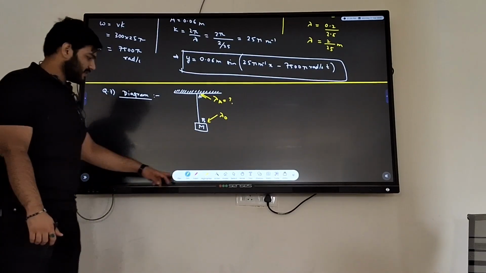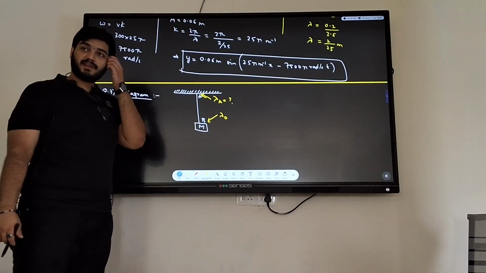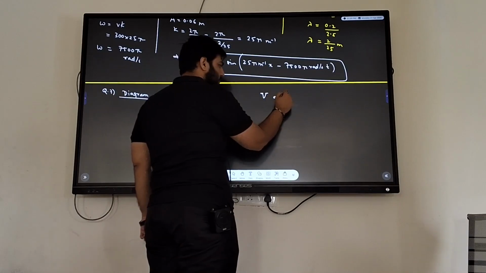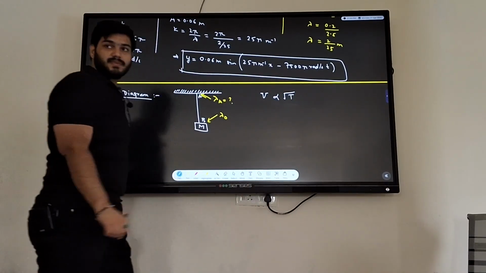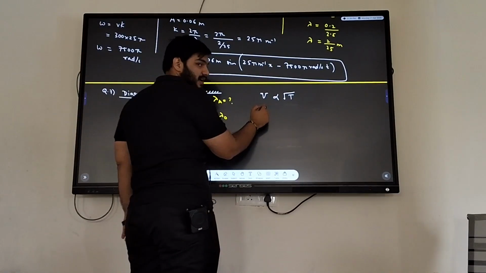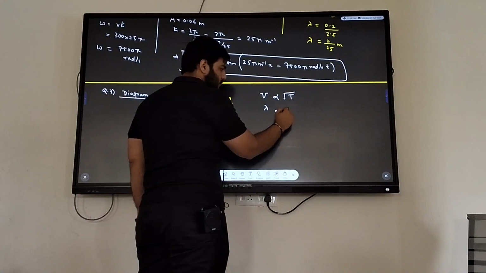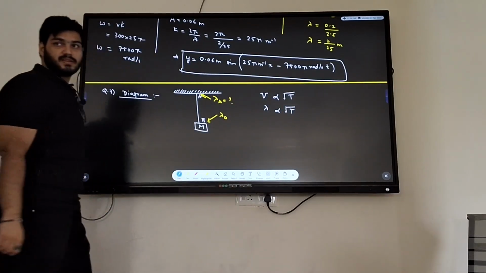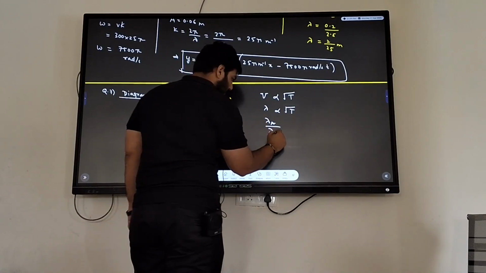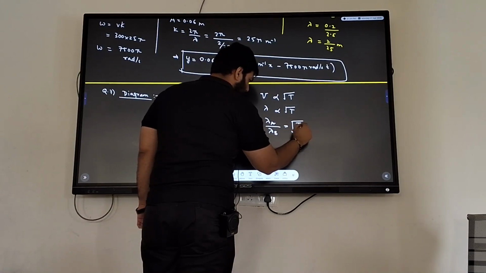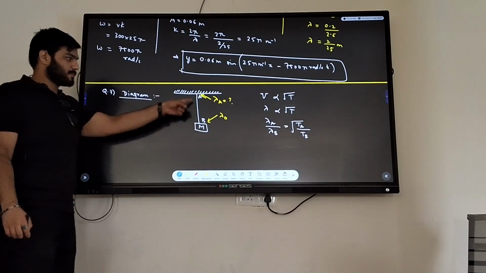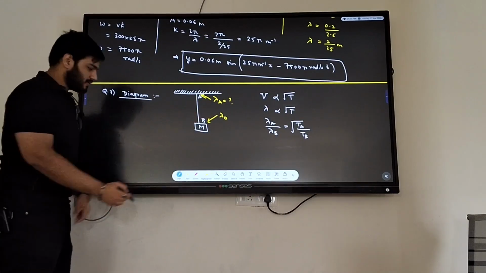Then I think this is a very simple question. You just have to find the proportionality. So you already know that the velocity of the wave is proportional to root of T, right? Yes or no? And also this velocity is equal to f lambda. That means lambda is proportional to root T. Yes or no? Then what should be lambda A by lambda B? That should be under root of TA by TB. So I just have to find the tensions at point A and point B and I am done with the question.